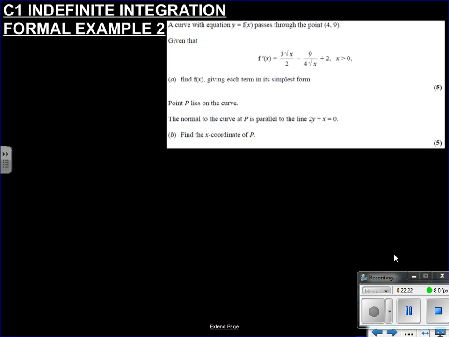Number 2 then, last formal example. So given f dash of x equals this thing, it's giving you a point, so straight away I'm thinking of a particular solution needed. Go a bit quicker this time, find f of x. So we know f dash of x equals, can't do anything with this until it's in ax to the n form. So minus 9 over 4 x to the minus a half. Now I can work with it, plus 2.